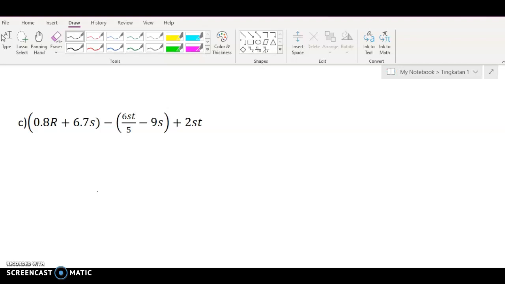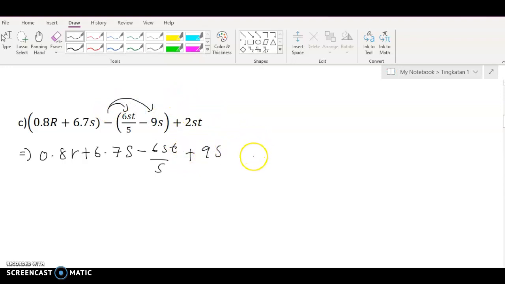0.8r plus 6.7s minus 6st divided by 5 minus 9s plus 2st. So what happened over here? Open the bracket, and you will get 0.8r plus 6.7s. So negative positive will be negative 6st divided by 5. Negative will be positive 9s, and then we should get plus 2st. And then try to arrange back.